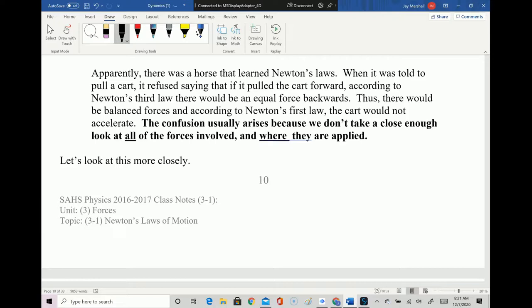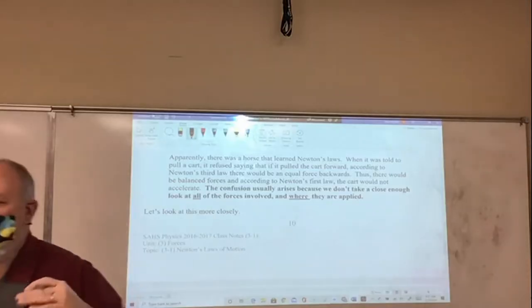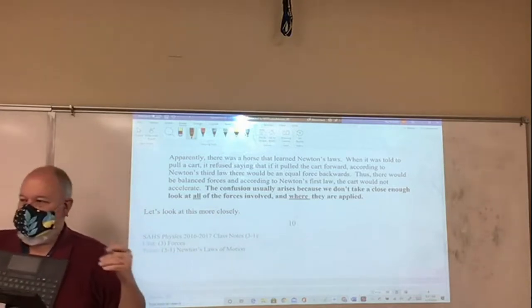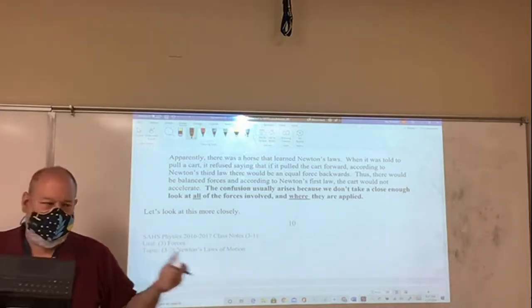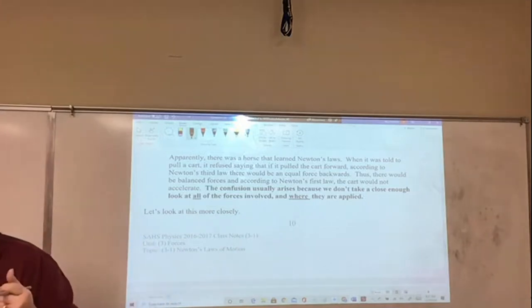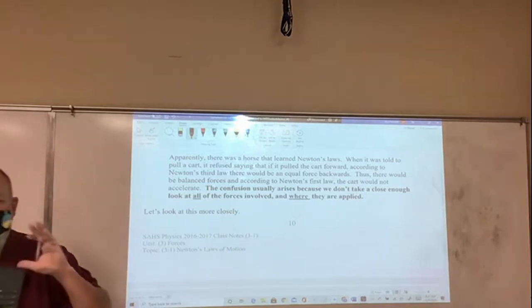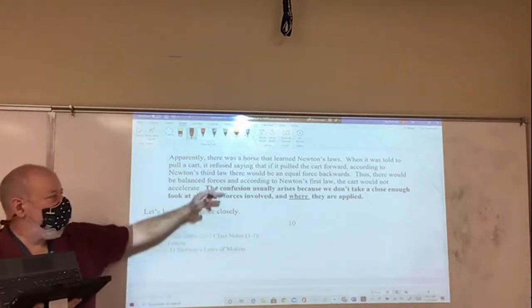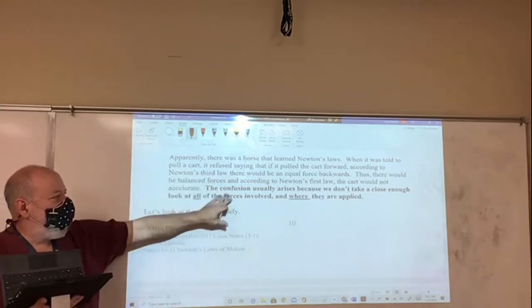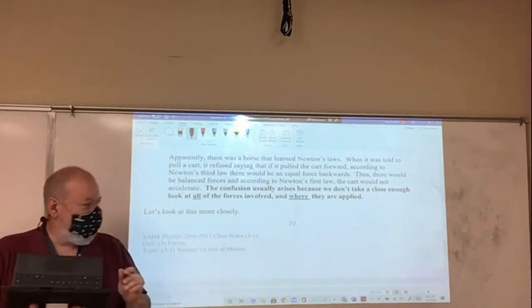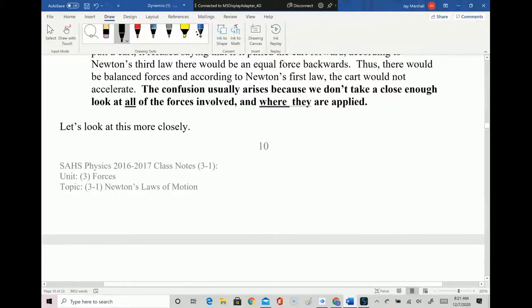If I pull, the cart's going to pull back on me with the same force, and we're not going to go anywhere. But you obviously know that that's not true, because we have all kinds of situations where the horse pulls a cart and it goes wherever we want it to go. So there's something that's just not quite right about the horse's argument. The confusion usually arises because we don't take a close enough look at all of the forces involved and where they're applied.